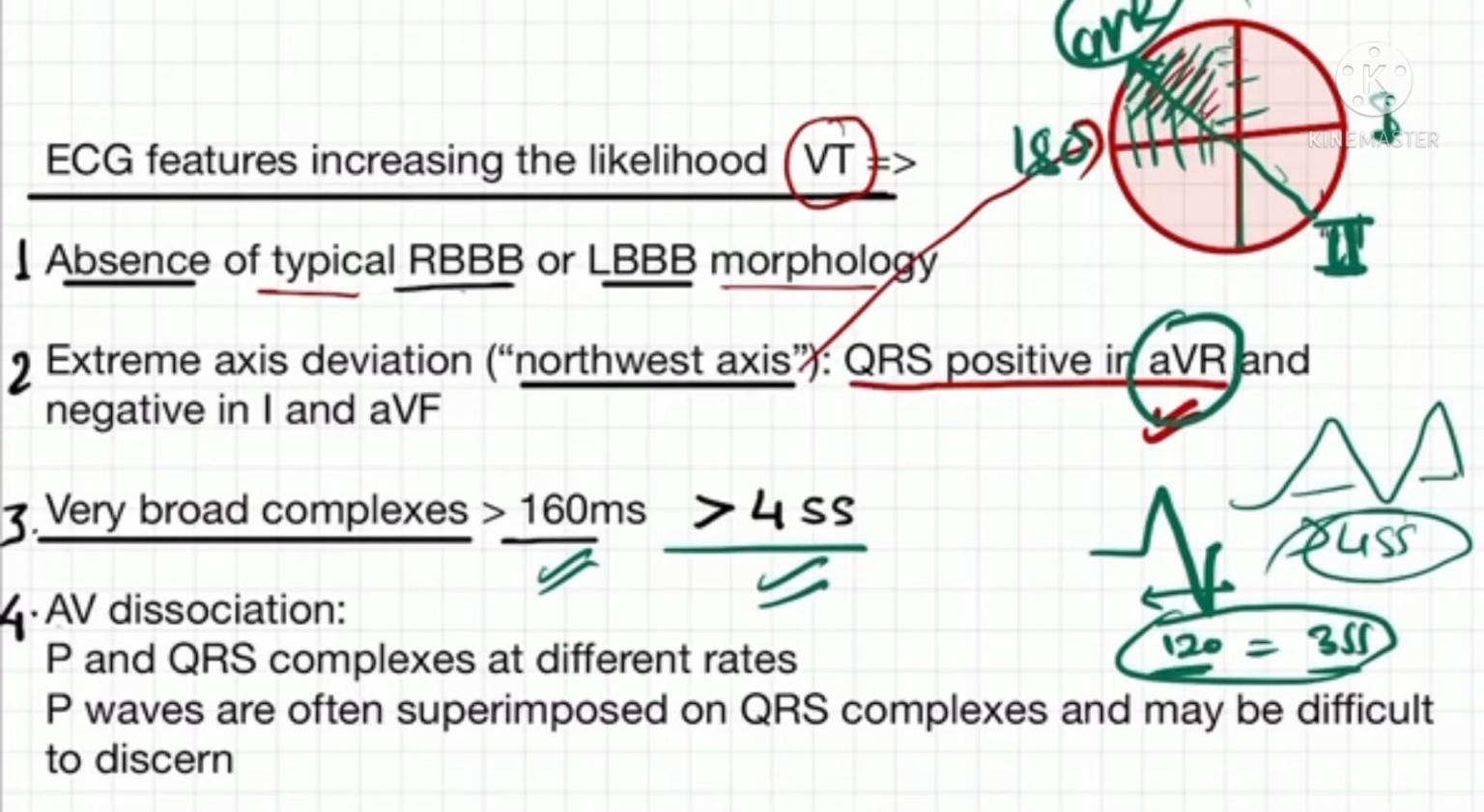Third thing, AV dissociation. There is no association between the atrium and ventricle. That means P waves and QRS complexes are at different rates.